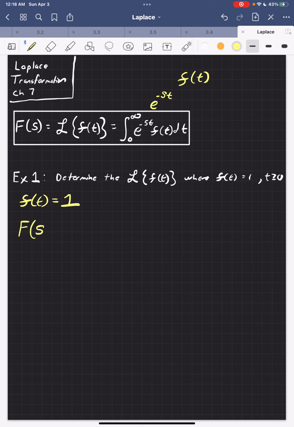What you're going to see in just a second is that the notation for the Laplace transformation looks either like this or like this, f of s, and you'll understand this s in just a second. So let's define it. It's the integral from 0 to infinity of e to the negative st multiplied by f of t, which in this case is just 1, and we're going to integrate that with respect to t.